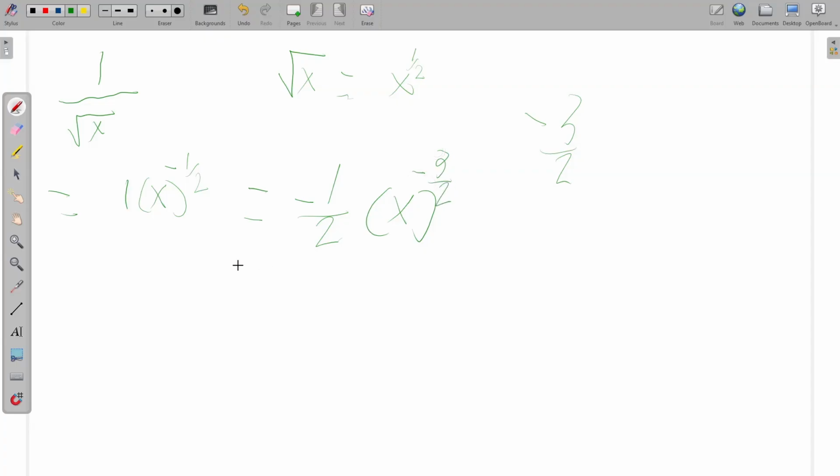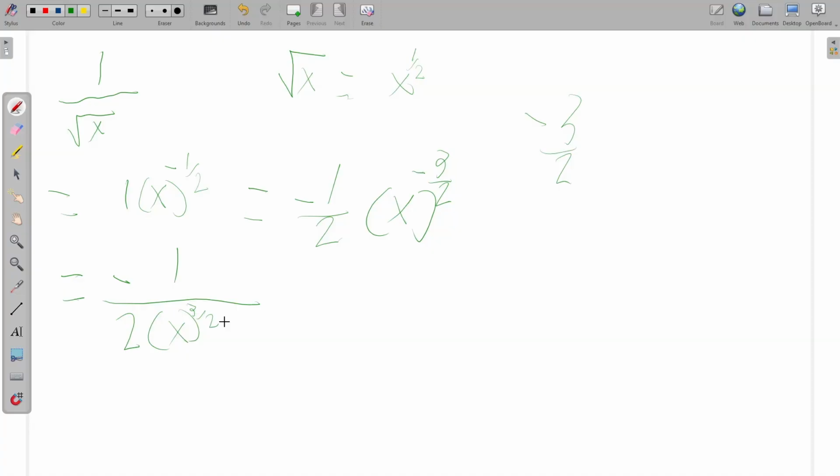But some professors might want you to really clean up the answer. So for the final cleaned up version, because the exponent is negative, we're going to put it back in the denominator. The cleaned up, simplified version would be 1 over 2x raised to the power of 3/2.